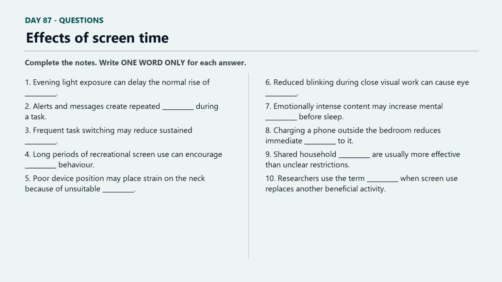To conclude, screen effects arise through several pathways rather than one universal mechanism. Light timing, delayed bedtime, notifications, task switching, inactivity, equipment position, visual demands, emotional content, and displacement can all contribute. Effective decisions depend on the purpose and context of use, not simply whether a screen was present.